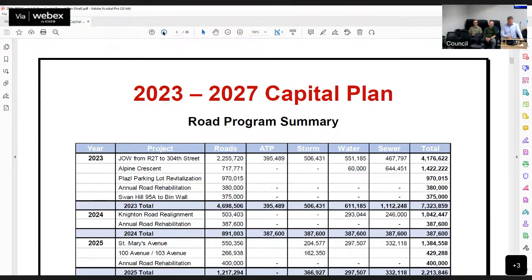Again, $16.5 million is proposed for these projects over the next 5 years. So, significant investment.